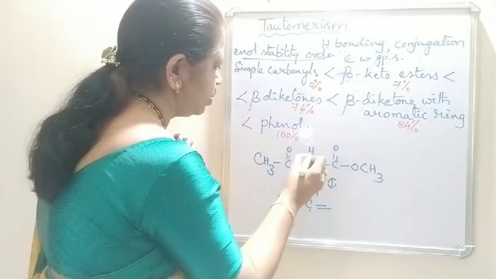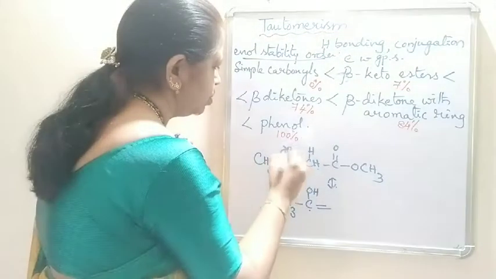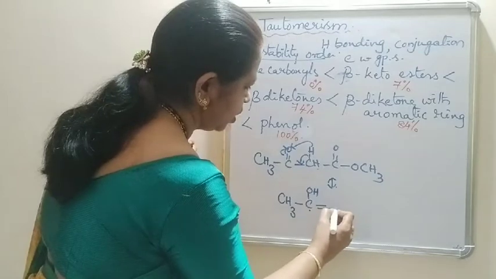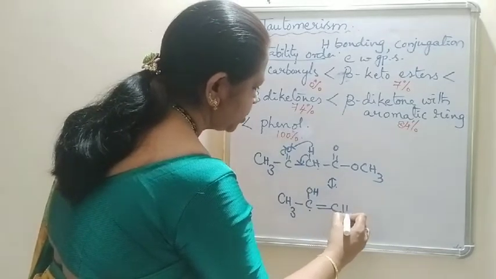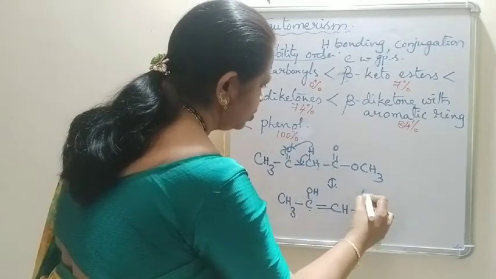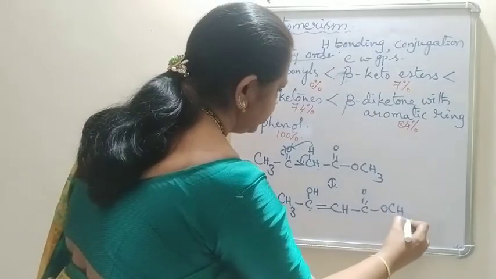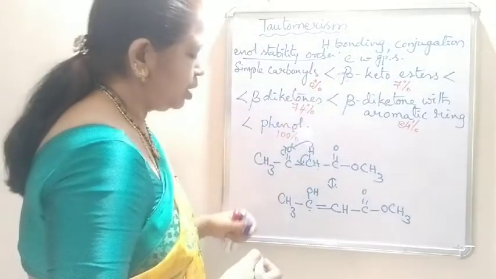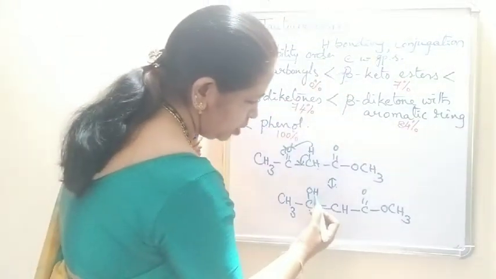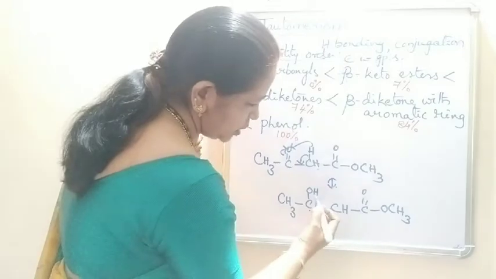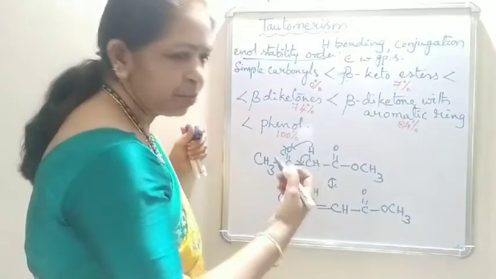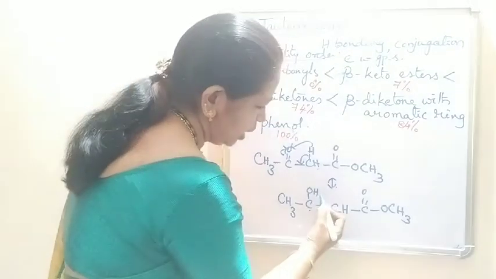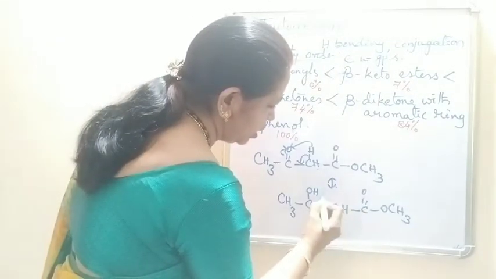This hydrogen will migrate towards this, and there is formation of a double bond between carbon and carbon, H, C double bond O, OCH3. This is the enol form of beta keto ester. Now you see this hydrogen and this oxygen, there is a possibility of forming hydrogen bond between the hydroxyl hydrogen and carbonyl oxygen.